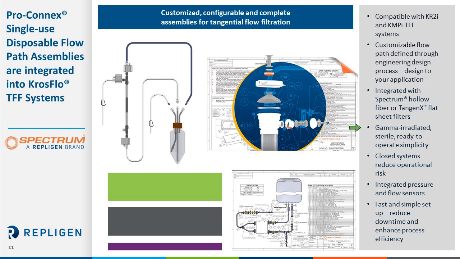ProConnex flow paths can be gamma irradiated so they are sterile and ready to use upon delivery as a true plug-and-play option for your TFF application. Taken all together, custom ProConnex flow paths allow for fast and simple setup and reduced downtime and enhanced process efficiency.